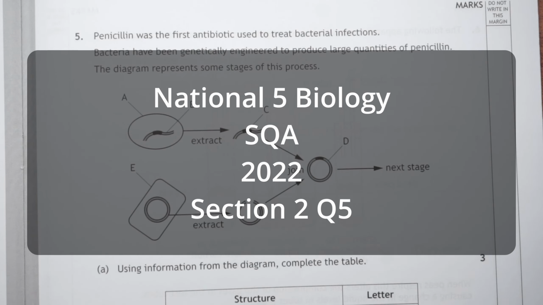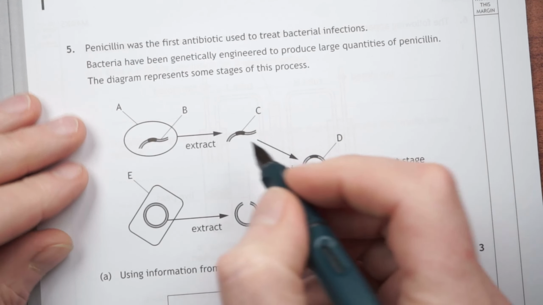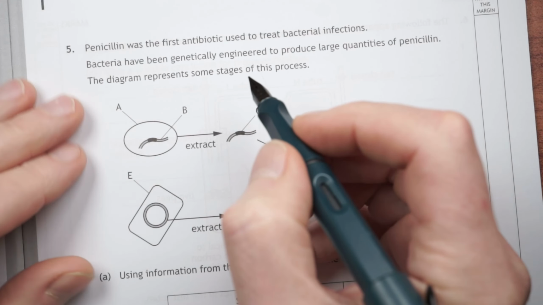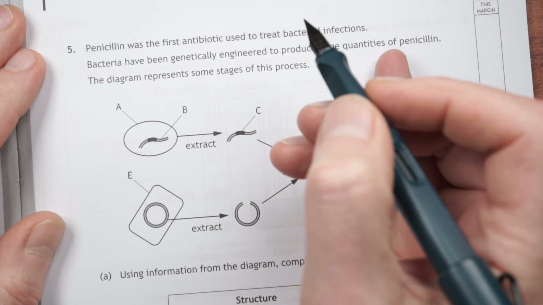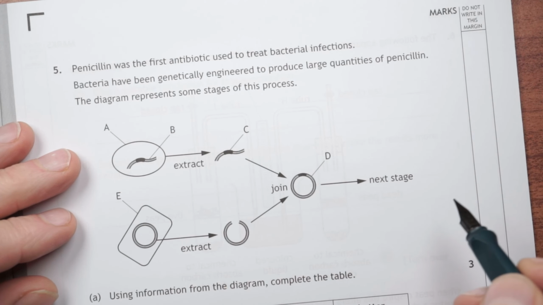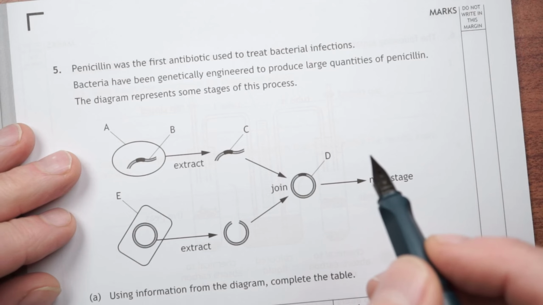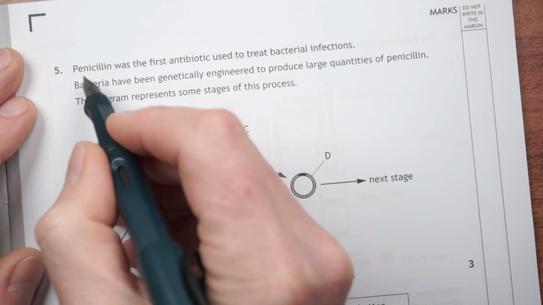All right, here's question 5 of the 2022 National 5 biology paper. And we've got a genetic engineering question. So this is one where we have to work out how a substance is produced by genetic engineering and talk through the various parts of that process. So let's have a look at the question.